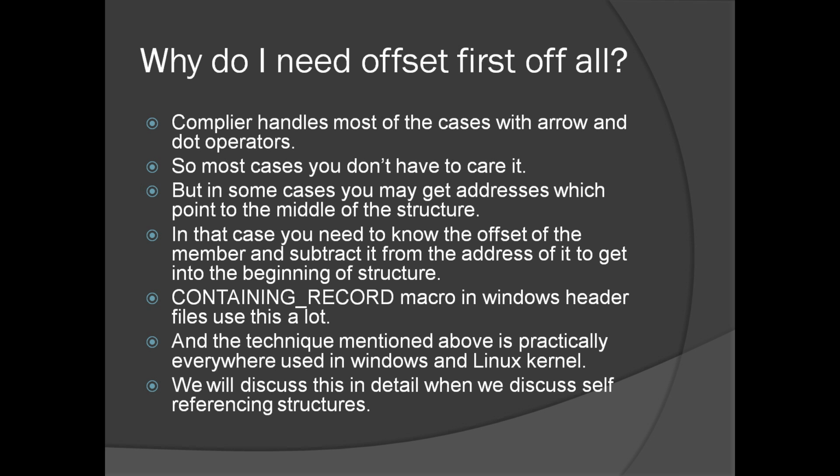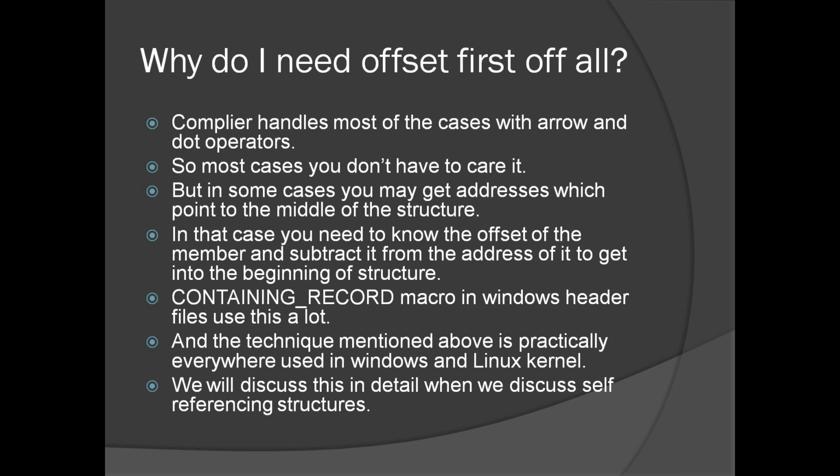But in some cases you may get addresses which point to the middle of the structure type which has members A, B, C and D, and you have a pointer or an address pointing to D. In that case you need to know the offset of D from the beginning of the structure so that you can go to the beginning of the structure and index other elements of the structure. This is exactly the technique used in the CONTAINING_RECORD macro in Windows header files.